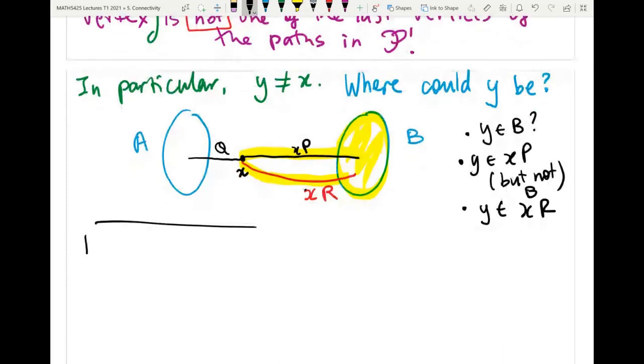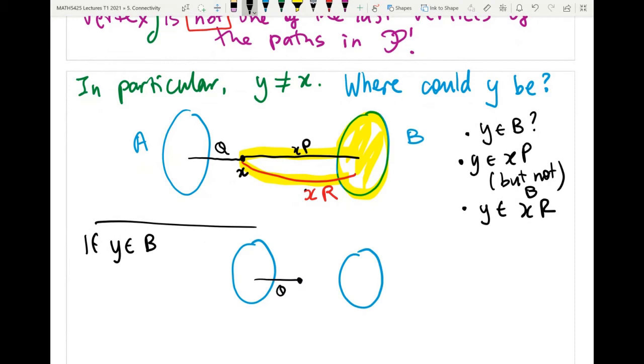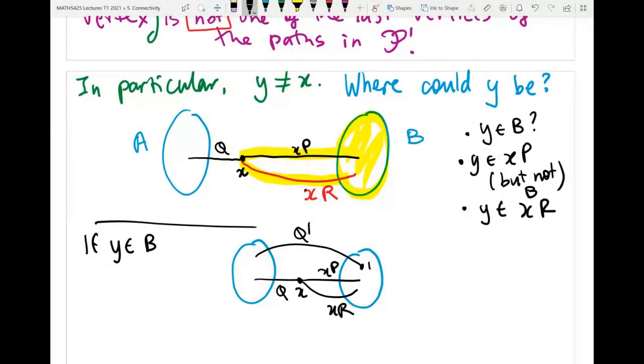Cool. So if Y belongs to B, then I'll draw this picture again. We have Q going to X, we have an XP, we have an XR, and we have some path that ends in Y. Oh, I think I've died. I'm really sorry about that.